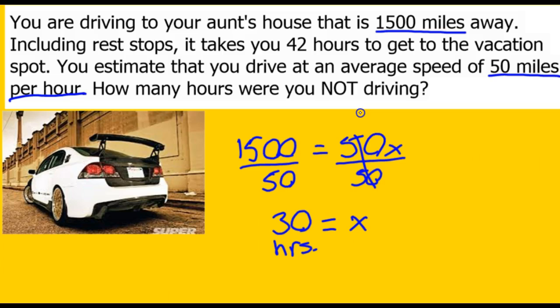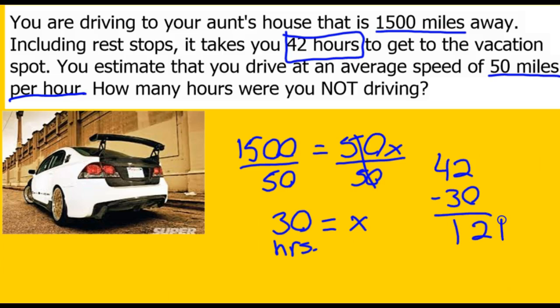Now it says that it took us 42 hours to get to her house. So we're driving for 30, it took 42, so we're going to take 42 minus 30 to figure out how many hours we weren't driving. 2 minus 0 is 2, 4 minus 3 is 1. We were not driving for 12 hours. So maybe we stopped at a hotel and slept there for the night. So we weren't driving for 12 hours.